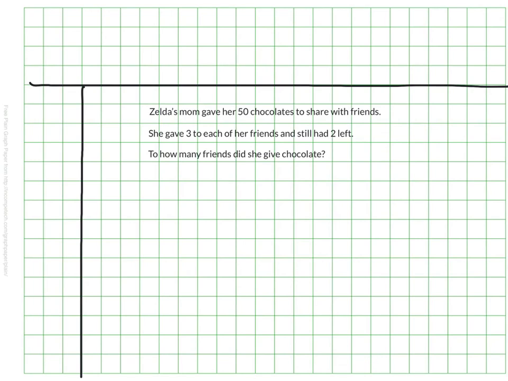This last one I want you to try to set up and solve and check on your own, and I'll check your answer in class. It reads that Zelda's mom gave her 50 chocolates to share with her friends. She gave 3 to each of her friends and still had 2 left over. To how many friends did she give chocolate? And I would suggest maybe using F as your variable to represent friends, but you can use whatever you'd like. But you're going to set up your equation, and then you're going to have a way to check it and a solution. And we'll check that together in class.